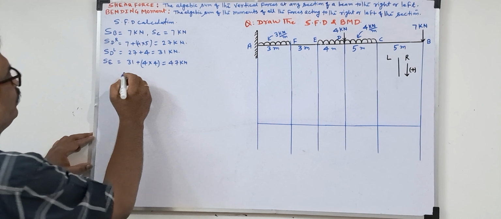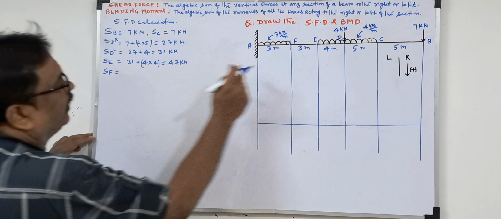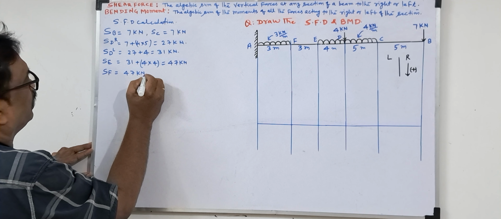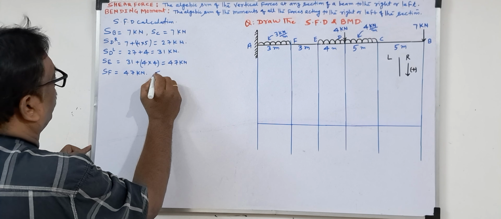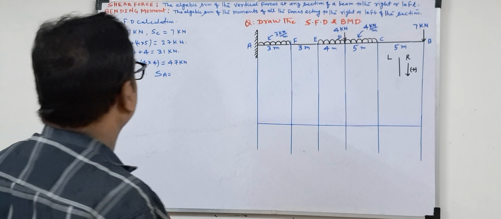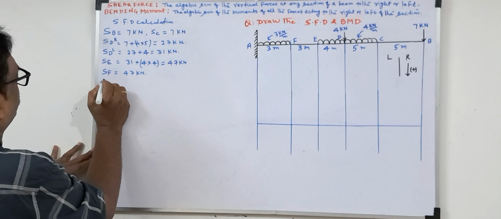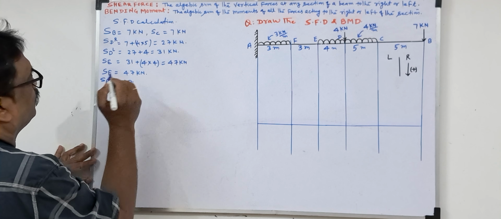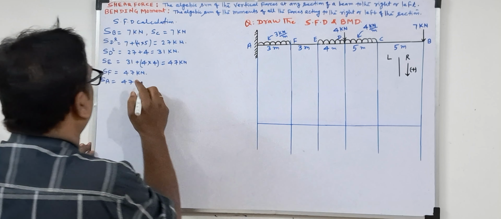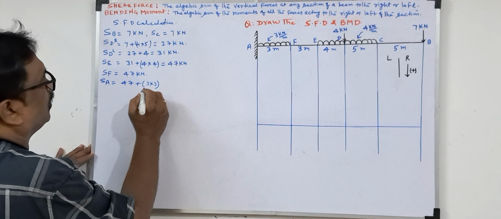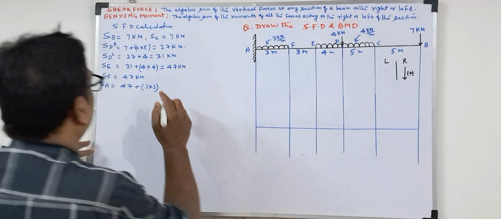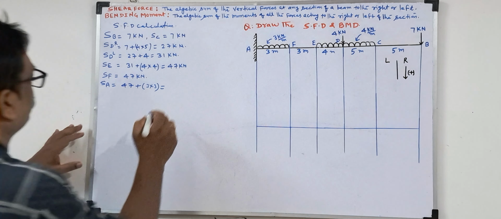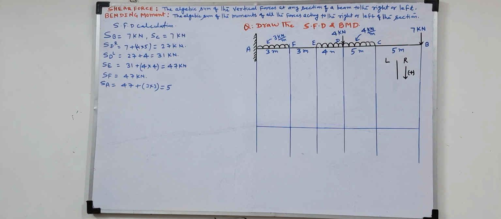Now up to F. If we find SF, between E and F there is no load, so the same thing will be there, 47 kilonewton. Now last, SA. What is SA? Up to point F it is 47. Now this is the UDL: 3 into 3. Because all forces in the downward direction are positive, everything will be positive. 47 plus 9, it is coming 56.